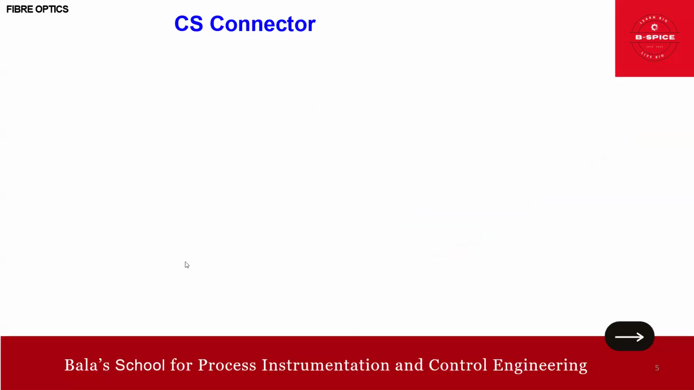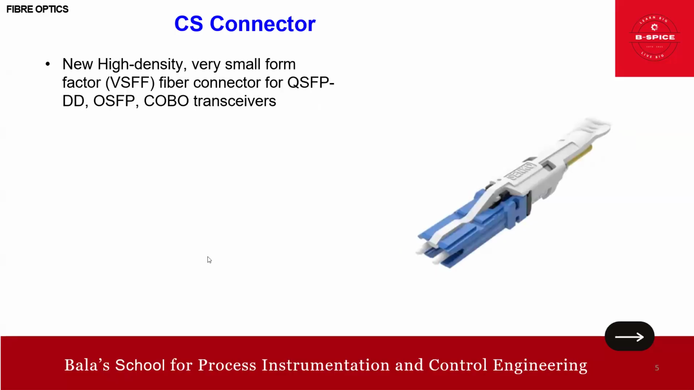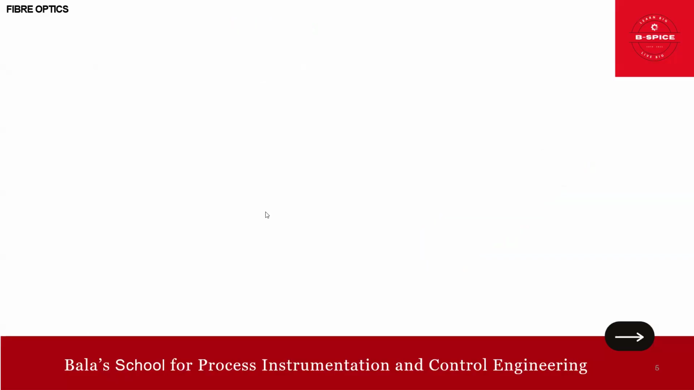Then we have the CS connector. The CS connector is a new high density, very small form factor optic connector for QSFP, OSFP and COBO transceivers. These are the types of transceivers. When compared with the LC duplex, it delivers 40% size reduction and doubles the density of the patch panel. Double the density of the patch panel. So this is about the CS connector.